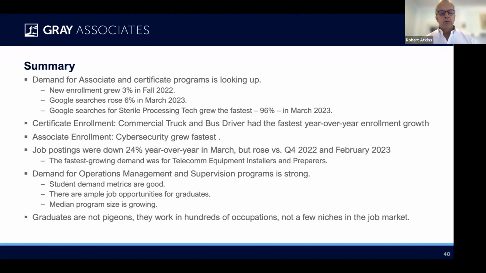And the other point I want to make here, and sort of a major takeaway, is graduates are not pigeons. They work in hundreds of occupations, not in a few niches in the job market. So don't pigeonhole them. Make sure we prepare them for the broad range of opportunities that they really have when they leave school.